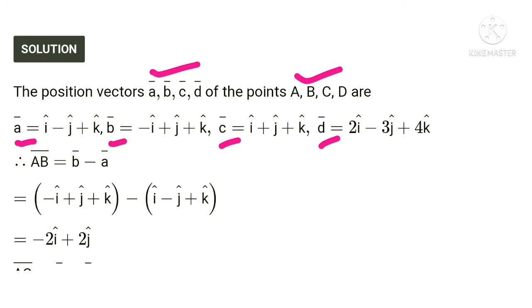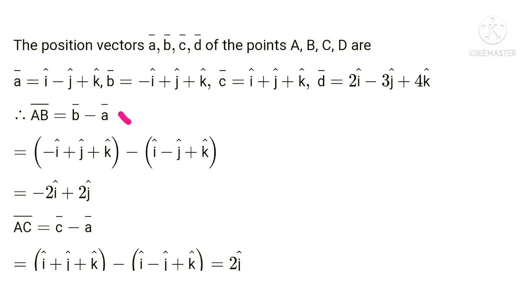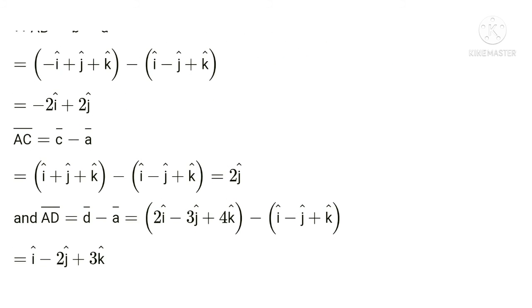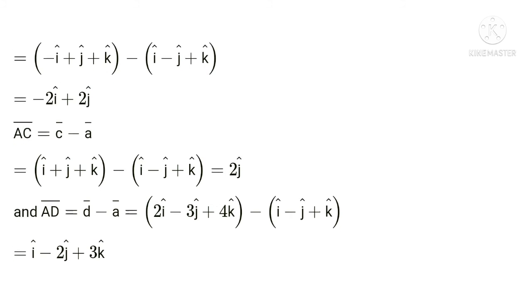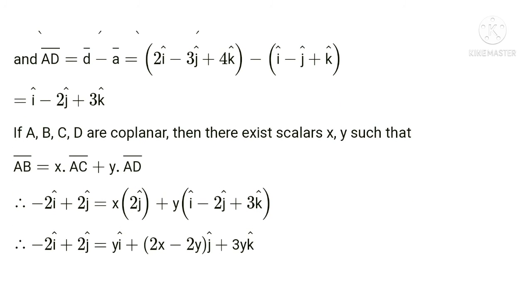So we first find AB bar, B bar minus A bar, put the value and simplify. You get AB bar as minus 2i cap plus 2j cap. Similarly, you find AC bar, C bar minus A bar. You put the value of C bar and A bar. You get the answer AC bar is equal to 2j cap. Then you find AD bar, D bar minus A bar. You simplify.